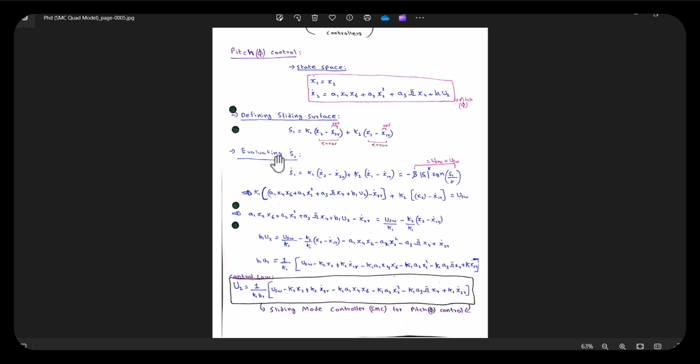So this is a summarized process for how to design the sliding mode control, the main crux and the main steps, and we already saw how it would be implemented in MATLAB.